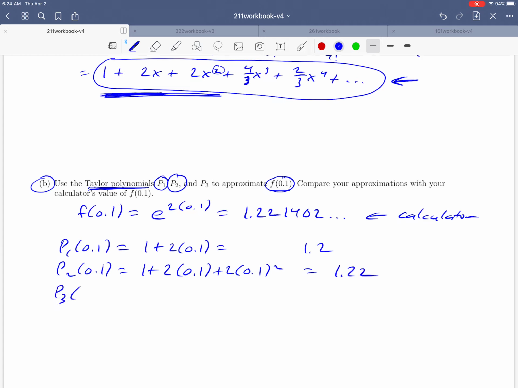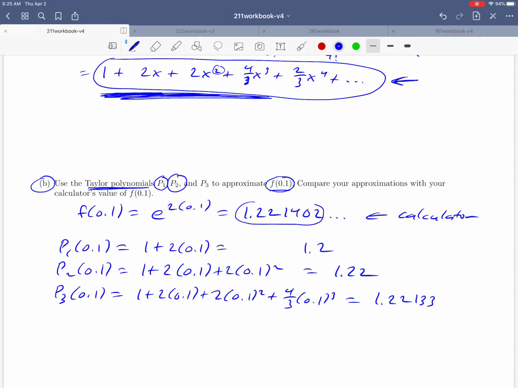Okay, and then one more time with P3. This time we're going to go up until the third power. Okay, plug in 0.1 for all of those x's. Okay, and if you do that calculation, you can ask your calculator. This time you're going to get 1.22133.